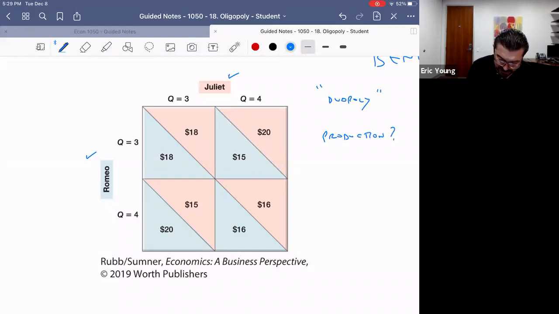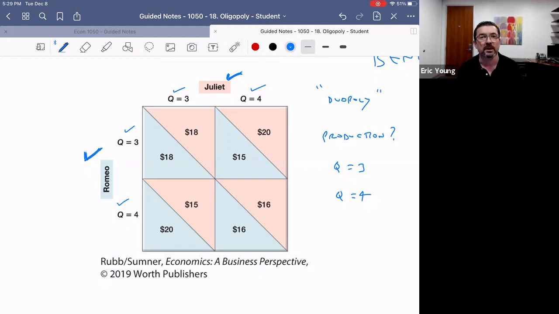Notice that we put Juliet up here and Romeo here. Notice also that both Romeo, player one, and Juliet, player two, face one of two output decisions. They can either decide to produce 3 units, or they can decide to produce 4 units. So you see up here with Juliet, decision 1, making 3, decision 2, making 4. And you see right here on Romeo's side, decision 1, produce 3, decision 2, produce 4.